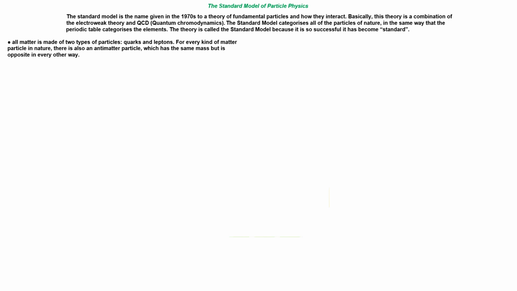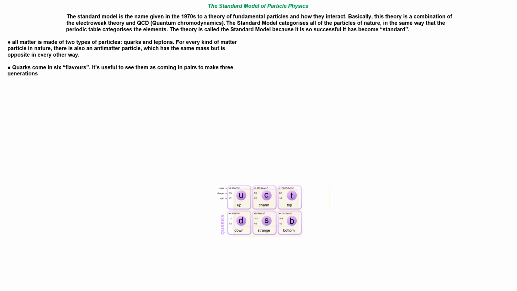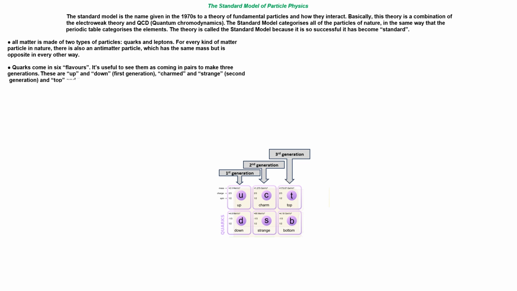In this model, all matter is made of two types of particles, quarks and leptons. For every kind of matter particle in nature, there is also an antimatter particle which has the same mass but is opposite in every other way. Quarks come in 6 flavors. It's helpful to see them as coming in pairs to make 3 generations. These are up and down, first generation; charmed and strange, second generation; and top and bottom, third generation.